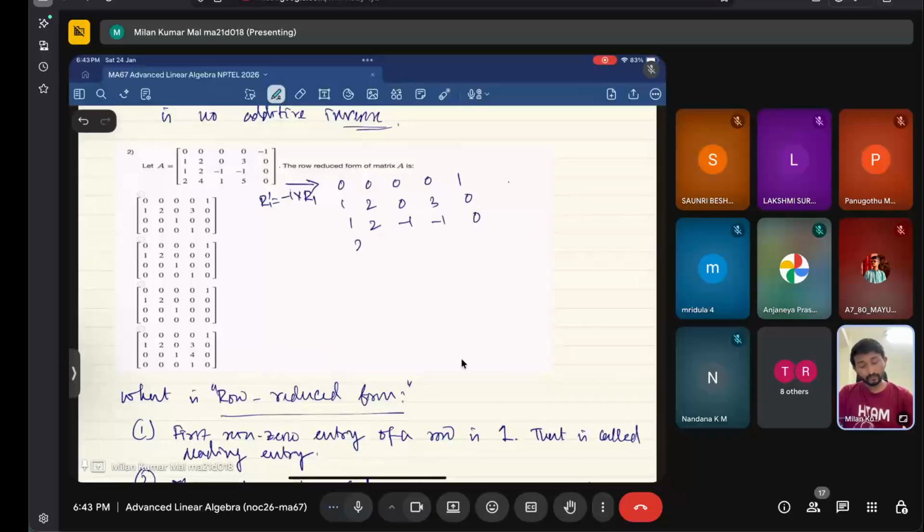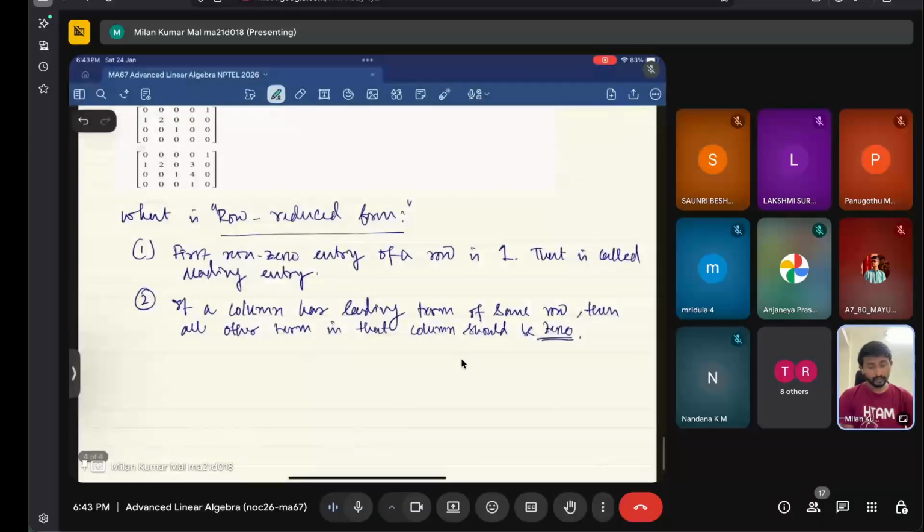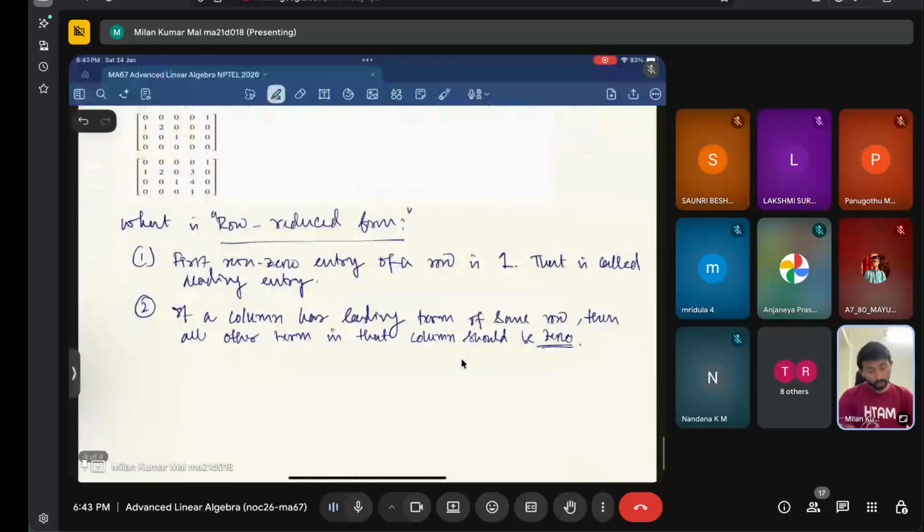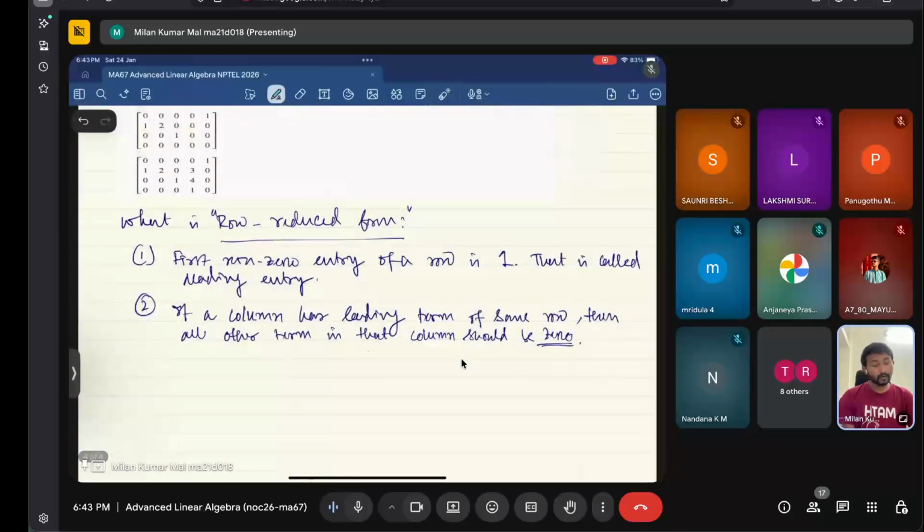Now, let's do the second condition. If a column has a leading term of some row, here the fourth column has a leading term, then all other terms in that column should be 0.